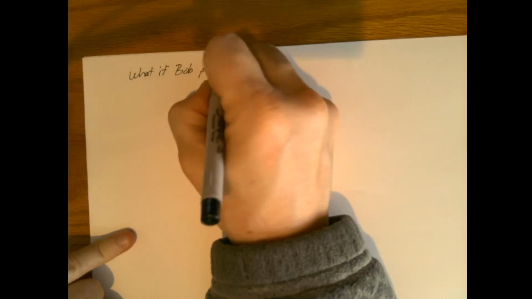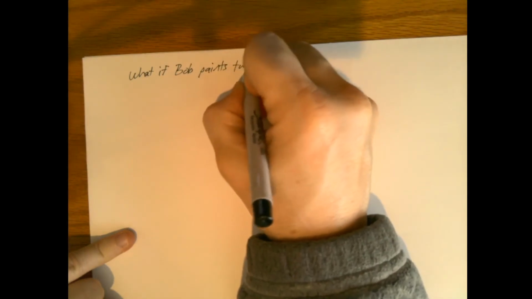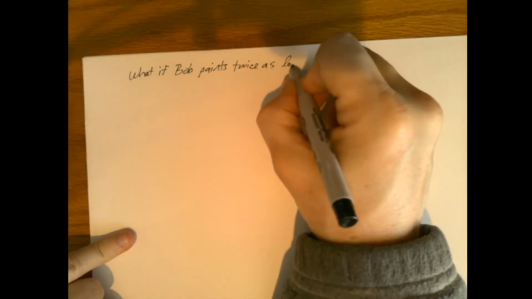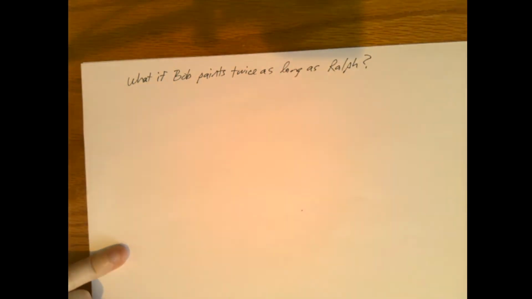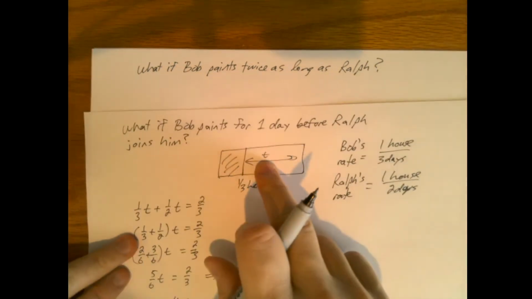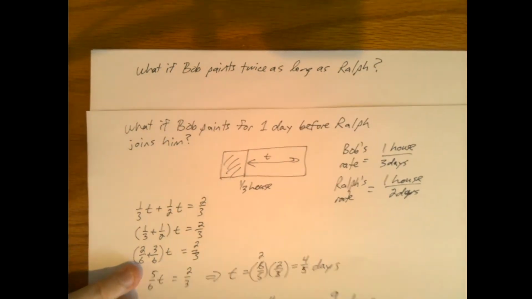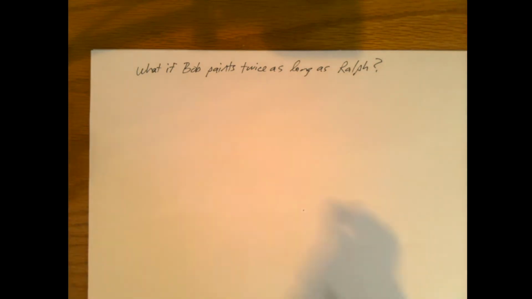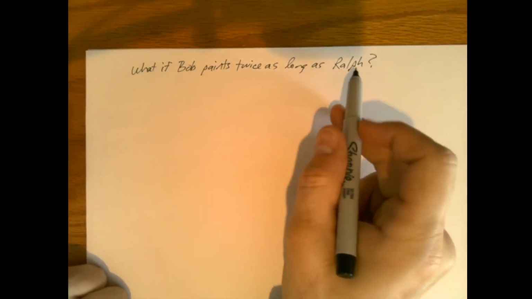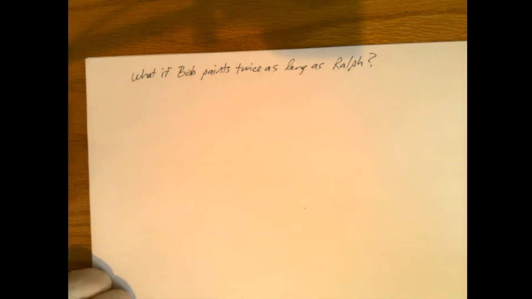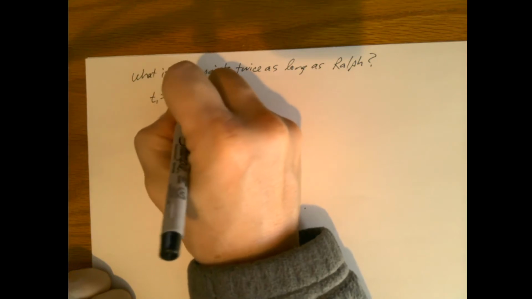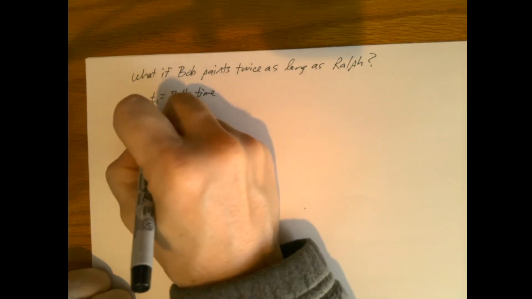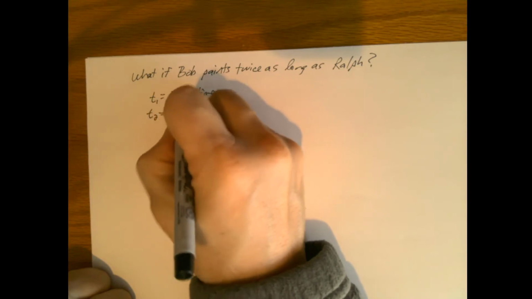Let's look at a slightly different version of this. What if Bob paints twice as long as Ralph? So this is not an extension of the problem we just did. We're basically going back to the original problem of painting the entire house. But the time that Bob devotes is twice what Ralph devotes. So now we'll have this. T1 equals Bob's time. T2 equals Ralph's time.